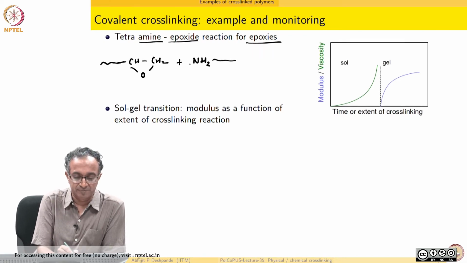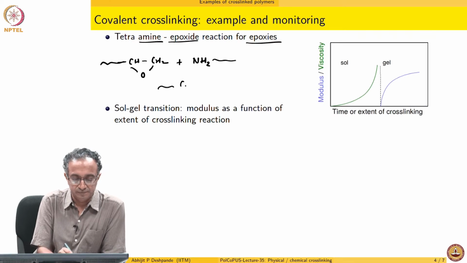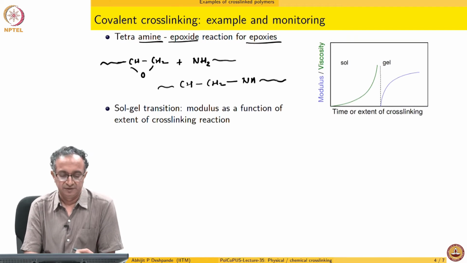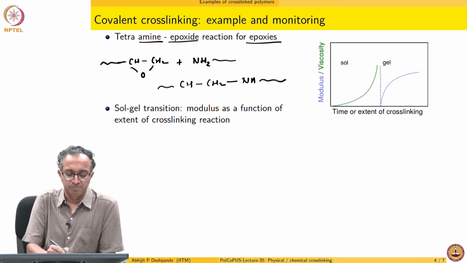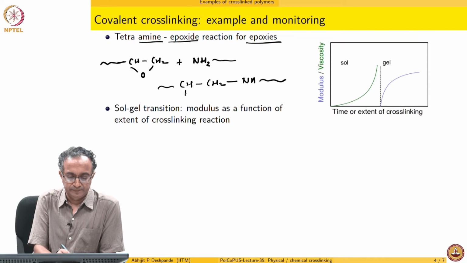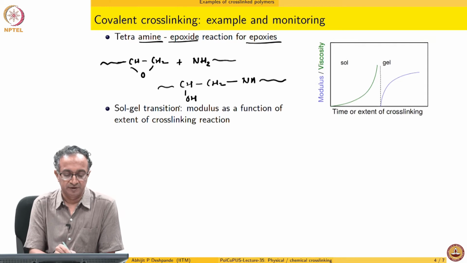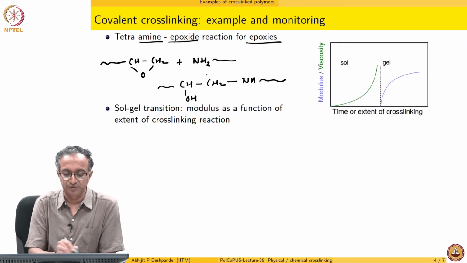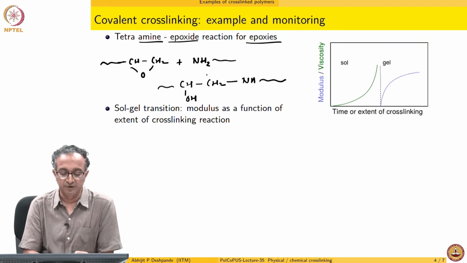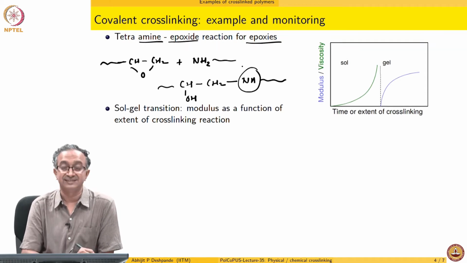And when this reaction happens, one more bond is formed where NH, this hydrogen from the amine group basically forms the hydroxyl group. So this is the reaction. From epoxide we go to this epoxy molecule, but what you can notice is there is NH still remaining.